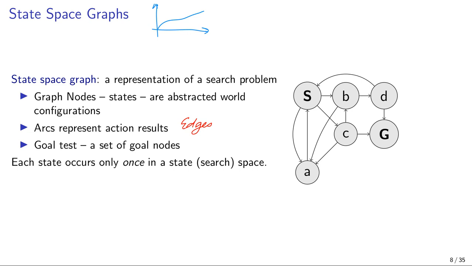And what is important here to remember again, is that we need each state to be unique, occurring only once in the state space. So again, this is a kind of abstraction that describes our search problem. So in the map, it's quite natural. The nodes are the cities and the edges are the existing paths in between, right?